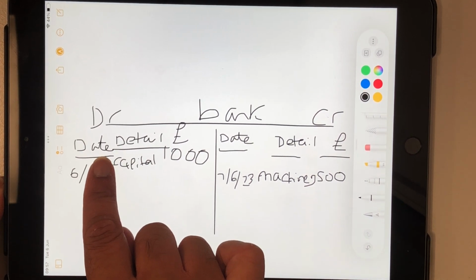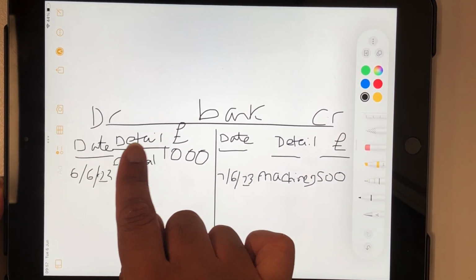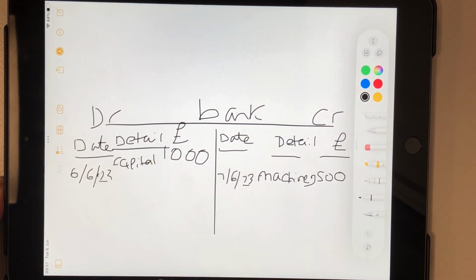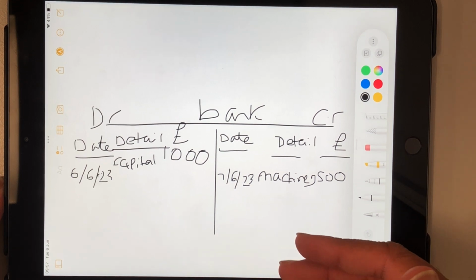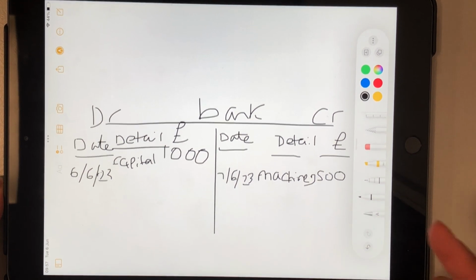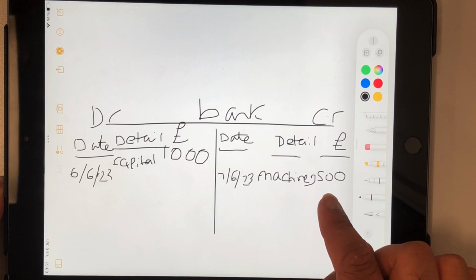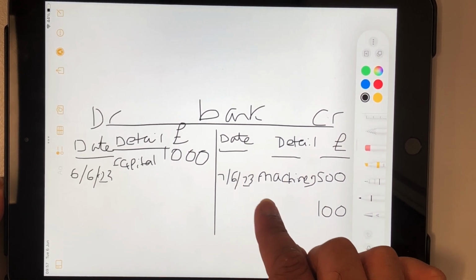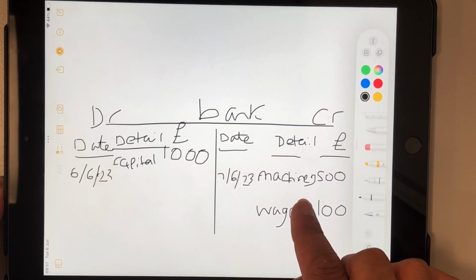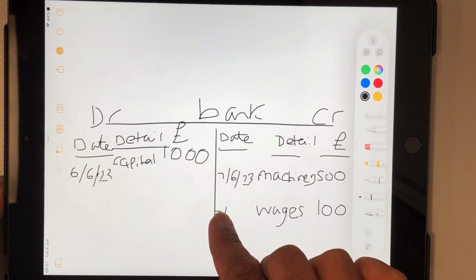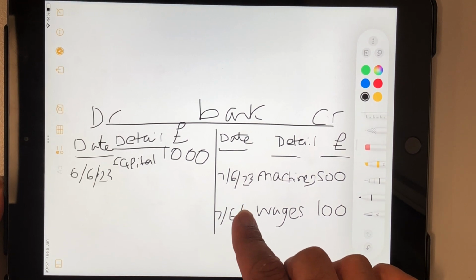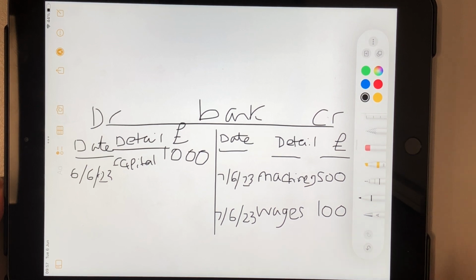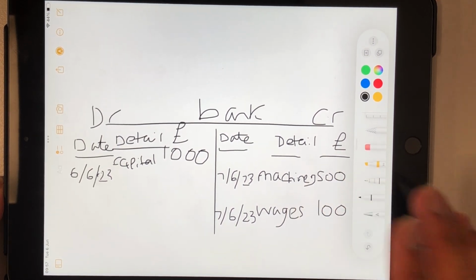So that's taking it a step further: a T account will have 3 columns. One for the date of the transaction, the detail, meaning the other account that you've used, and the amount. And if we were to do the next transaction, that was when we paid wages, you could potentially have a go if you want. You could pause the video. We spent 100 on wages, and we could say 7/6/23 as an example.